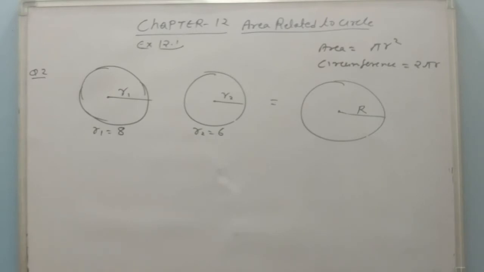Find the radius of the circle having area equal to the sum of the areas of the two circles.